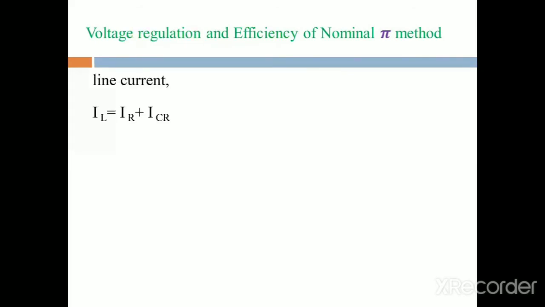Next one is the line current, IL. What is the formula for that line current? Apply KCL at node A. What is the KCL formula? The algebraic sum of entering currents will be equal to the algebraic sum of the leaving currents. What is the current entering at node point A? That is IL.